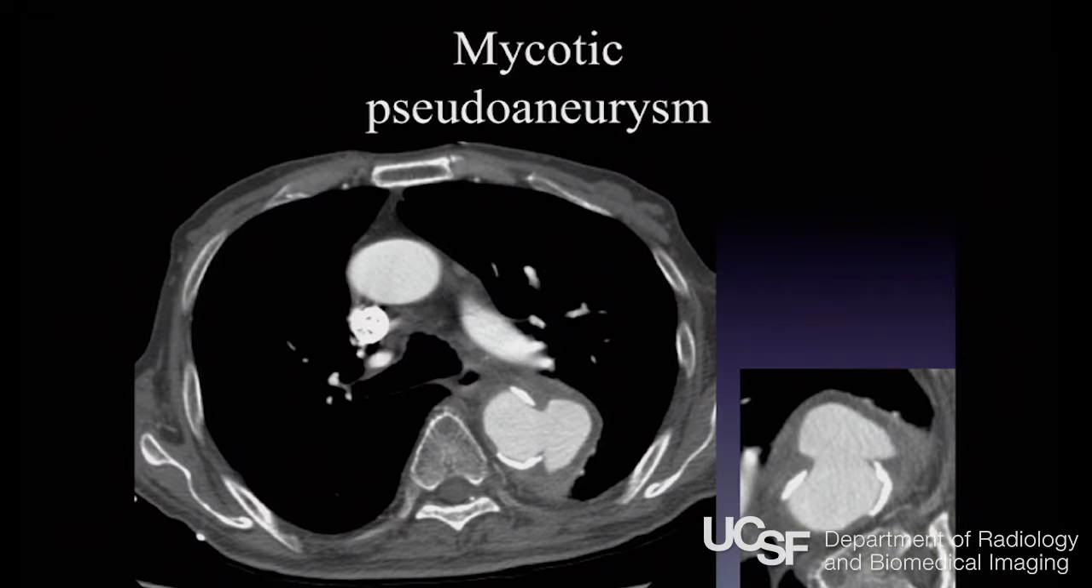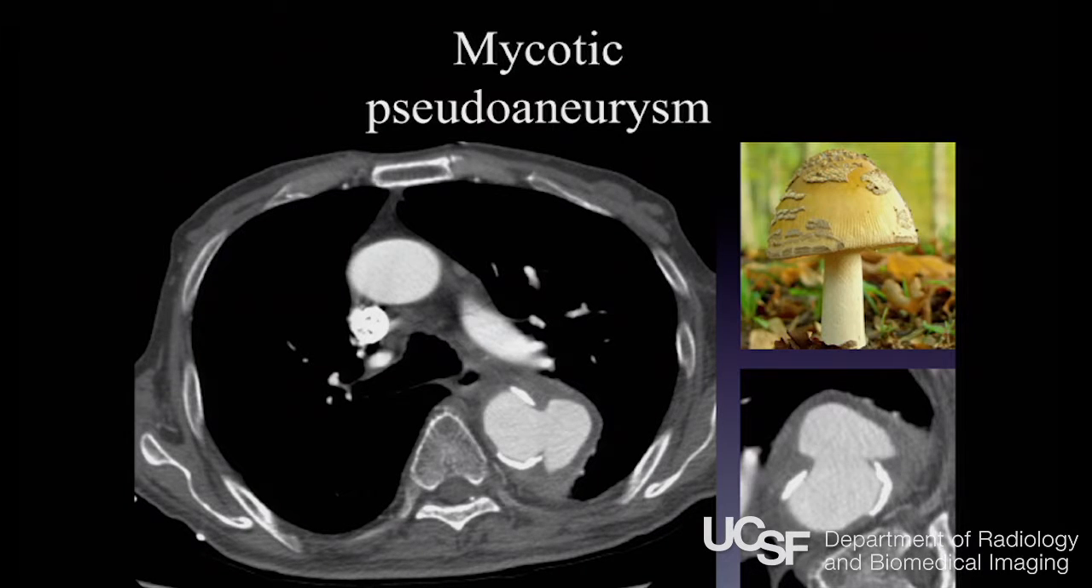And we call these mycotic aneurysms, not because it's usually due to fungus, it's usually due to staph, salmonella, or bacterial organisms. We call these mycotic aneurysms or pseudoaneurysms because they look like a mushroom, doesn't it? It looks exactly like a mushroom here.